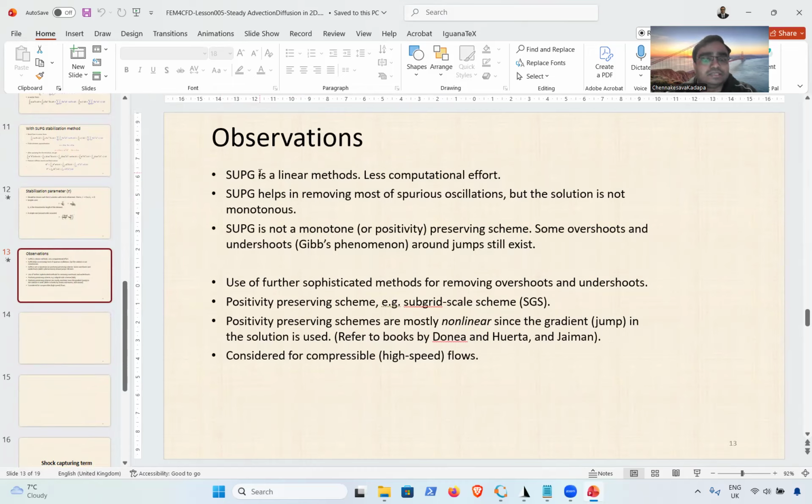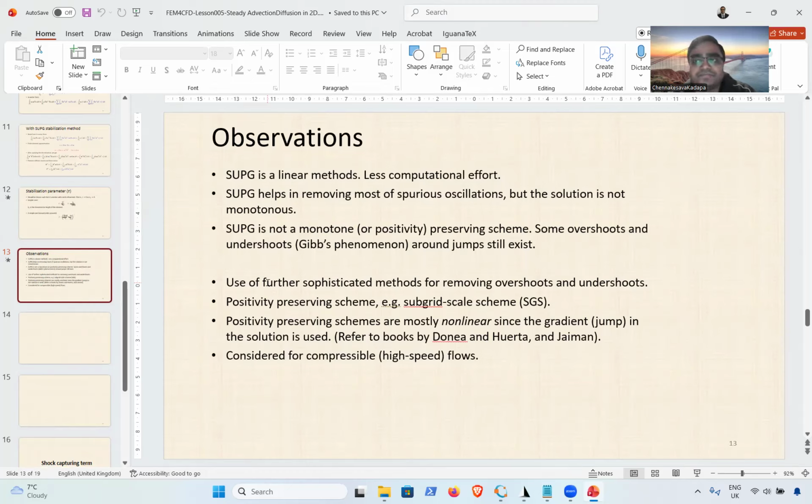So SUPG is a linear method. It is less computationally expensive. It helps remove spurious oscillations, but the solution is not monotonic. Monotonic means it is within the bounds. We do observe some overshoot and undershoot, also known as the Gibbs phenomenon. So in order to overcome this issue and get an accurate solution, we need to add additional, more sophisticated stabilization to remove these overshoots and undershoots.